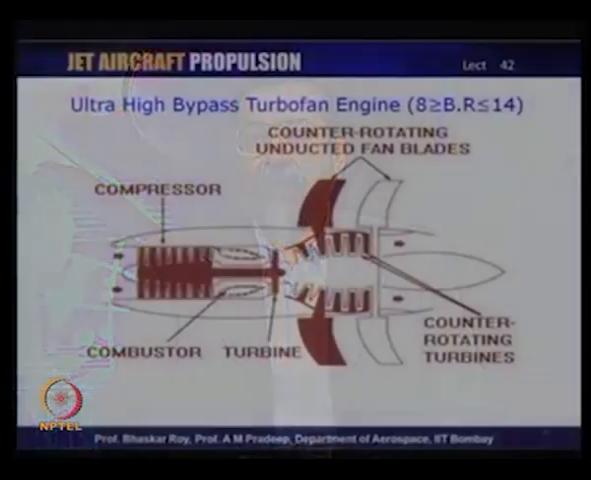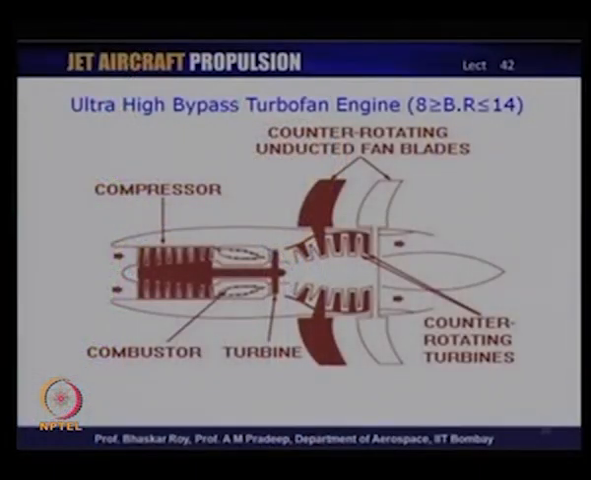The other kind of engine that I was talking about is the ultra high bypass turbofan engine, which is taking shape now, and is probably almost ready for commercial application, within a couple of years. And this uses what is known as counter rotating unducted fan blades. These counter rotating unducted fan blades produce an ultra high bypass engine. Here what I am showing you is unducted fan blades. Indeed, it could be ducted as well.